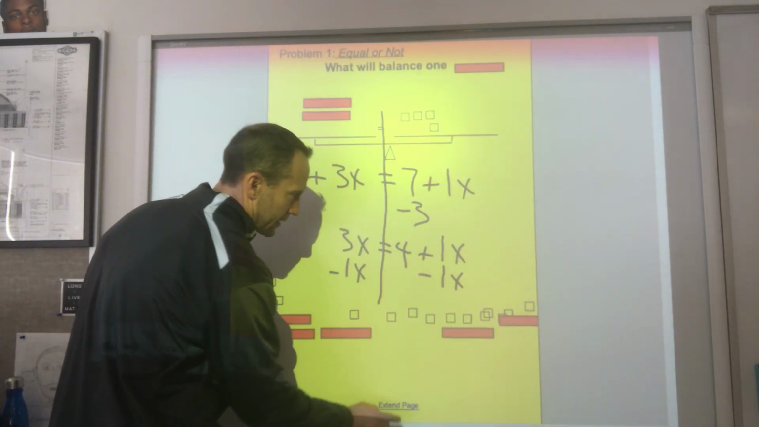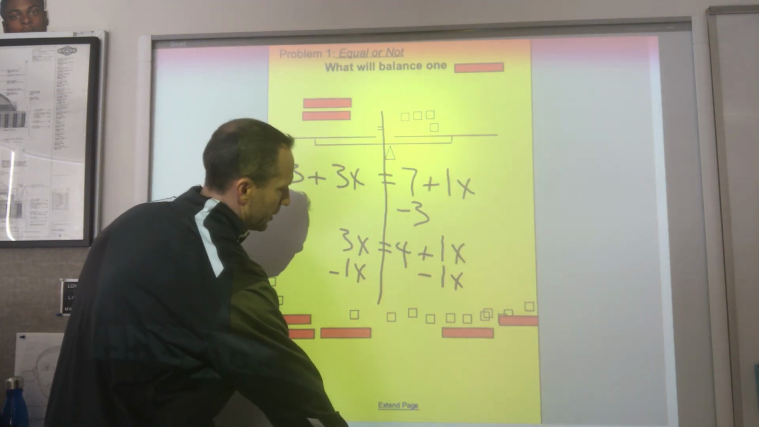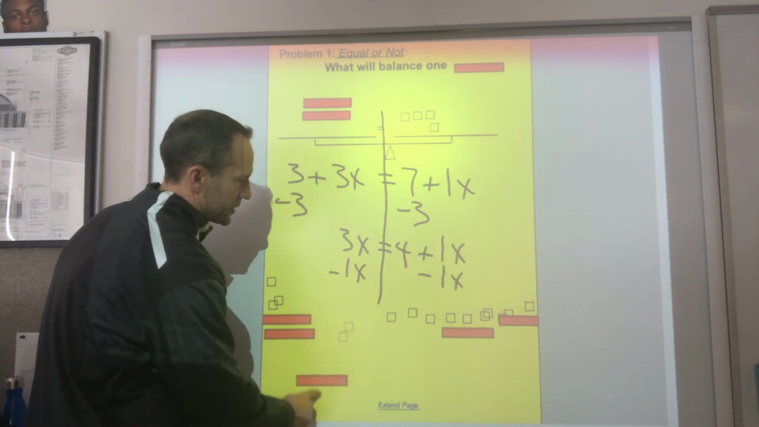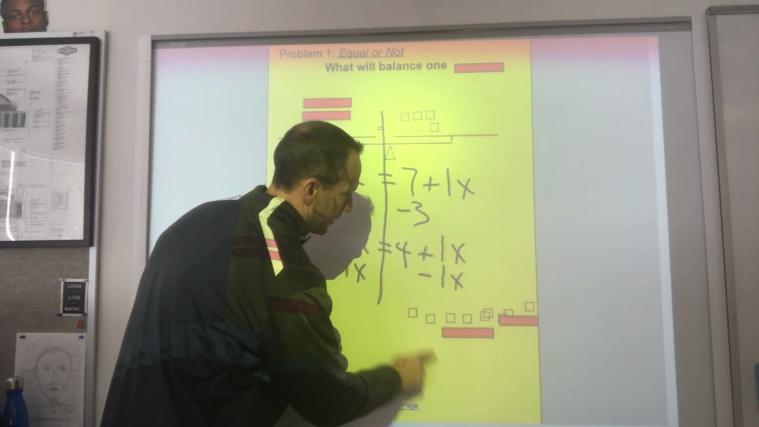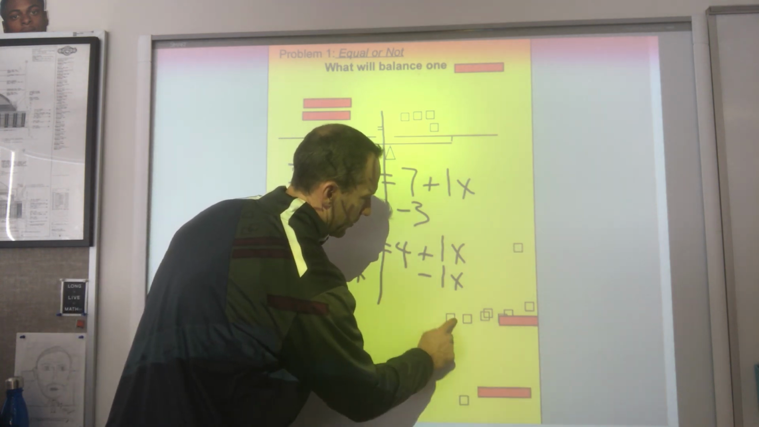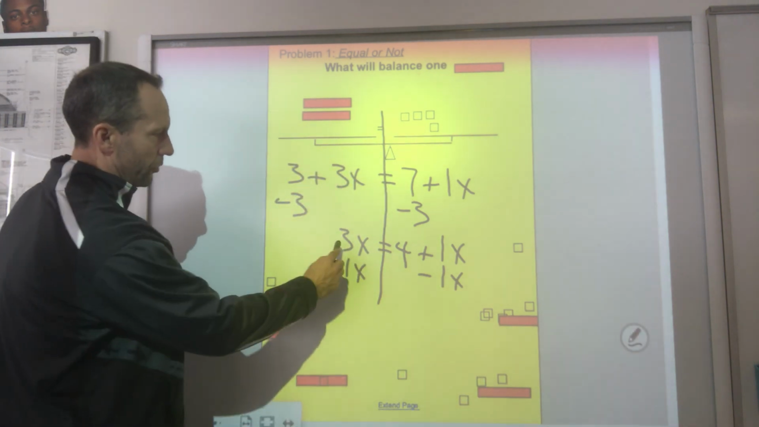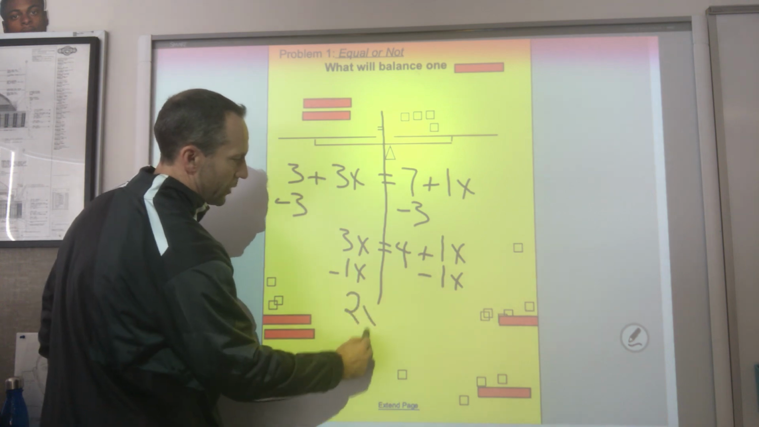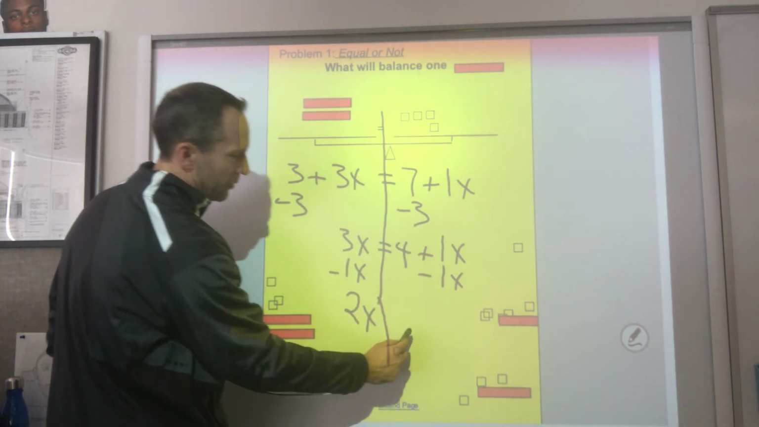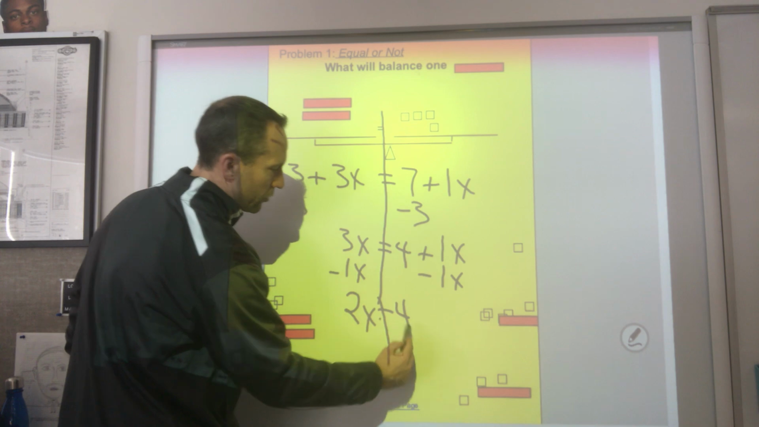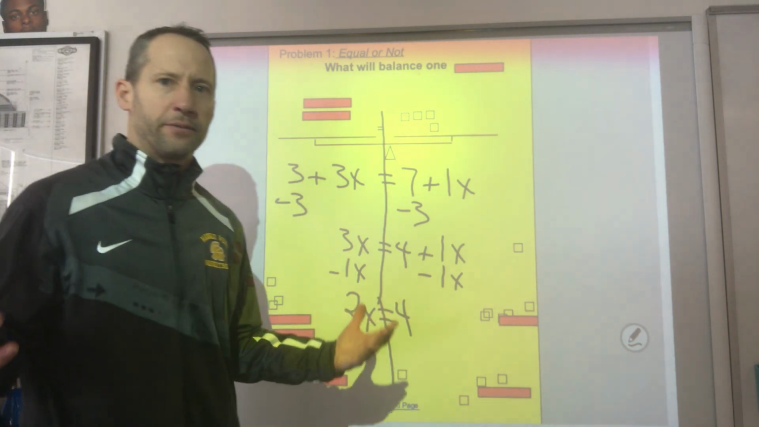So now, extend this up here. Let me clear some space and get rid of some of these. Okay, so now we're left with, as we can see in the model, 3x minus 1x, I'm left with 2x. And over here, I'm left with just my 4 squares. And that leads to the last step.